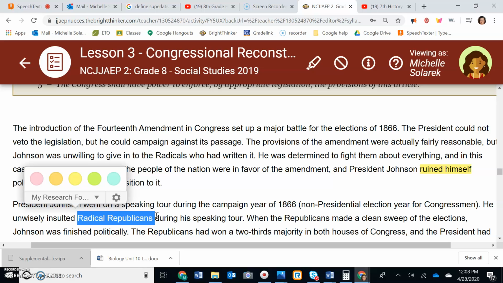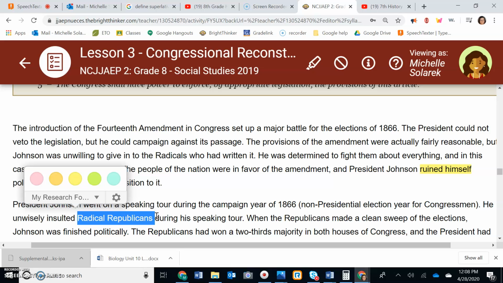So after this, he loses favor and Johnson goes down. Everybody thinks the guy's a twit. Everything just falls apart for him. And all he had to do was support the civil rights 14th Amendment, but he didn't. So he got himself in trouble. People bad talked him, and the radical Republicans got rid of him.